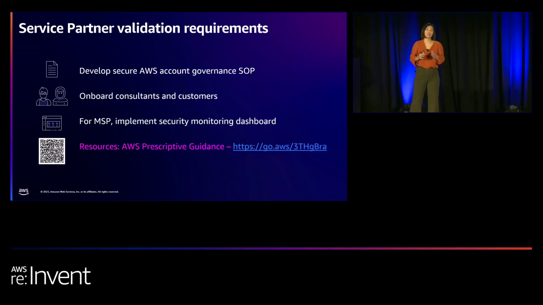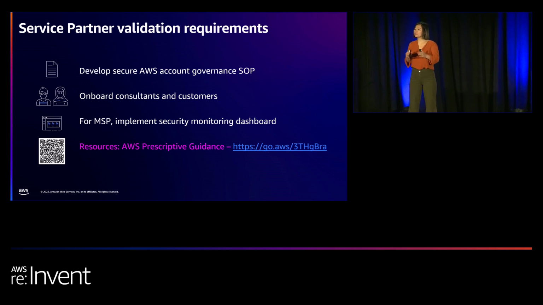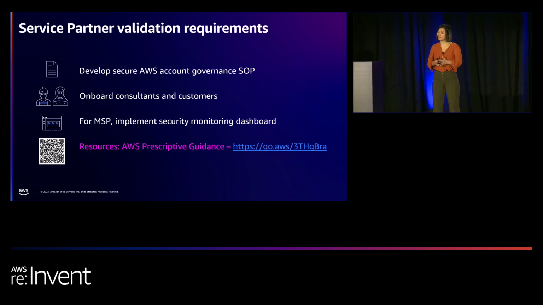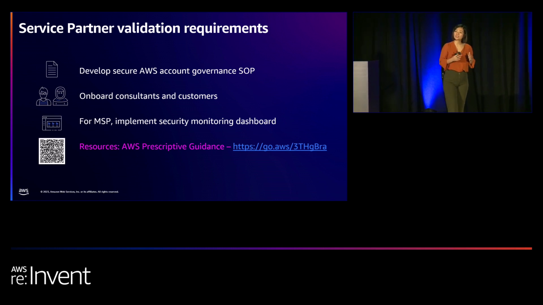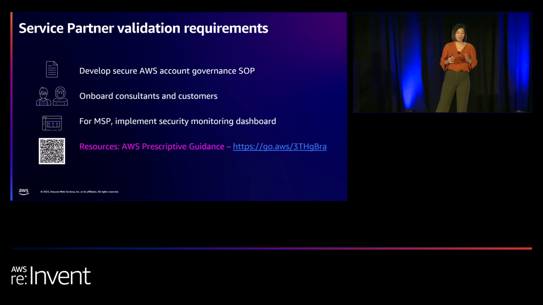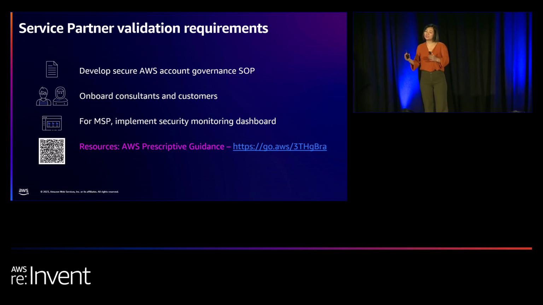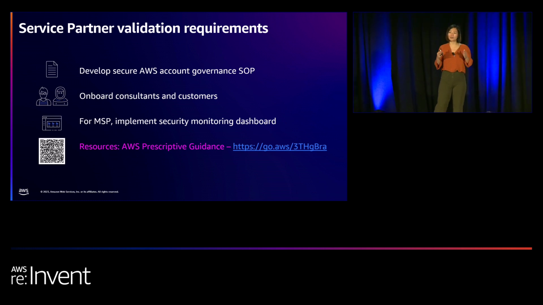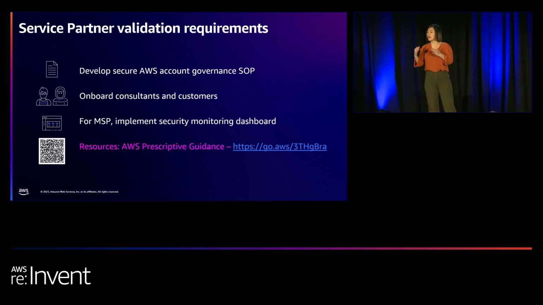Similar to the validation requirement for software product, we wanted to make sure our service partners have the right security posture when they deliver consulting offers to customers. Like what we discussed before, we are looking for that standard SOP. So in this case, we require our service partner to develop that secure AWS account governance SOP. So the details should include the different elements Mike has mentioned in terms of setting the right corporate account information, as well as making sure that you secure your root user.